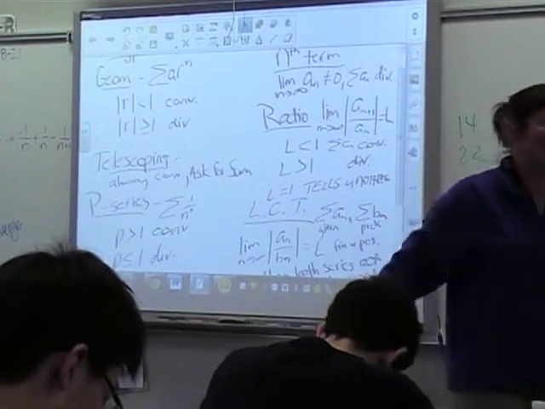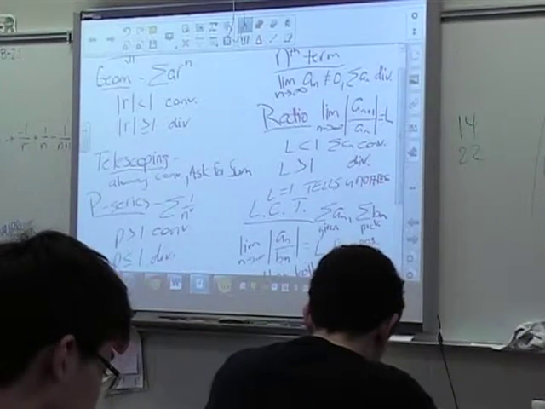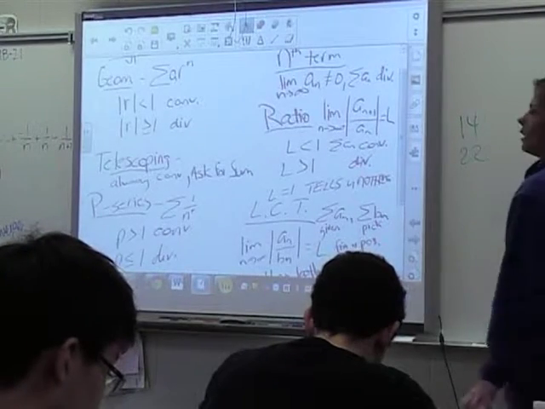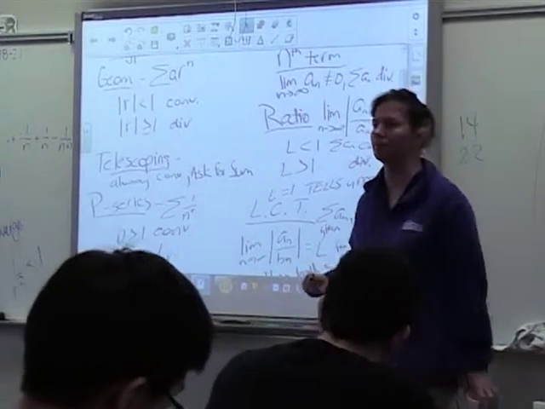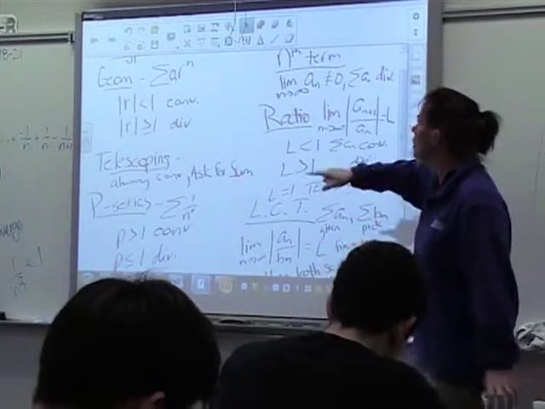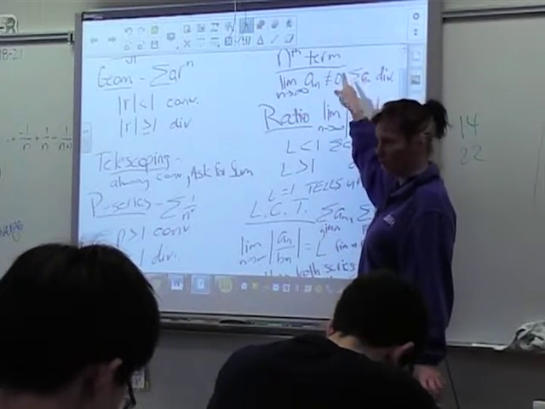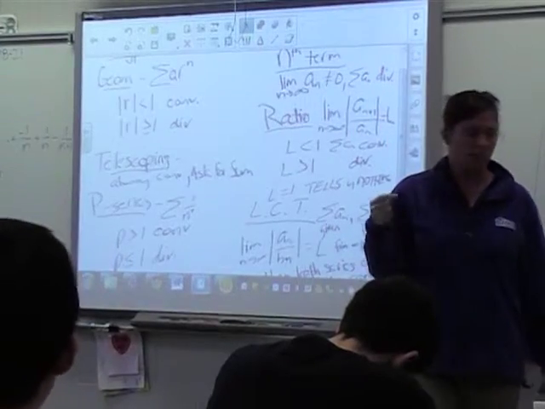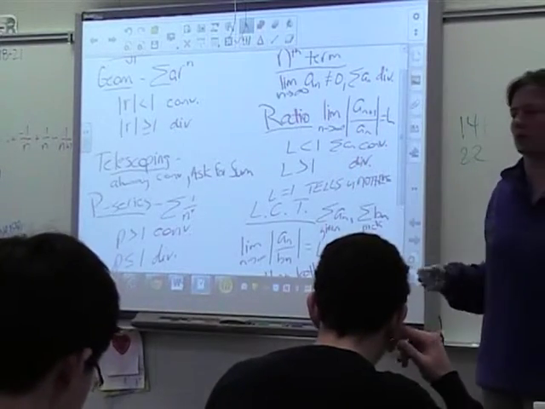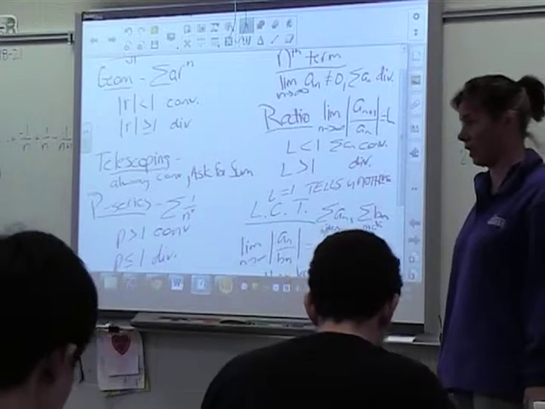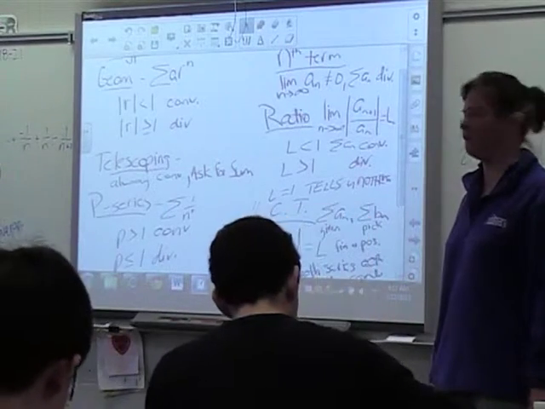Alright, so the tests. What's the first test I should always use, but it'll probably fail 90% of the time? Nth term test, which tells me if the limit as n goes to infinity of a sub n does not equal 0, then the series diverges. When does an nth term test tell me a series converges? Never.